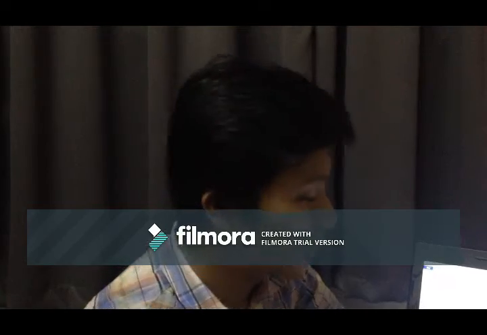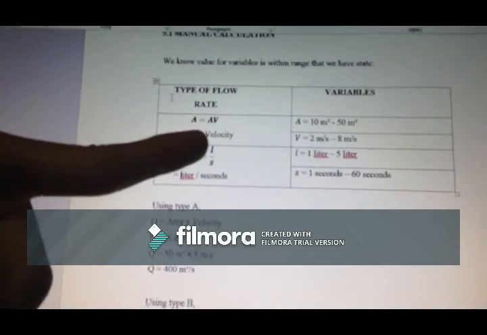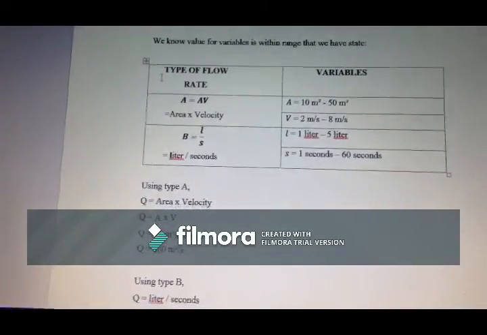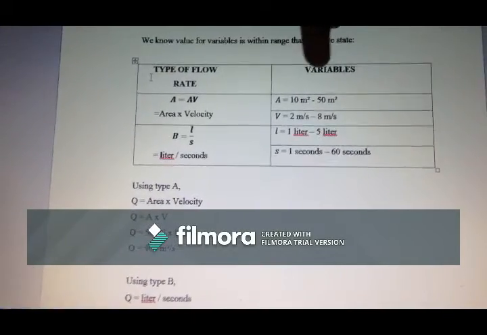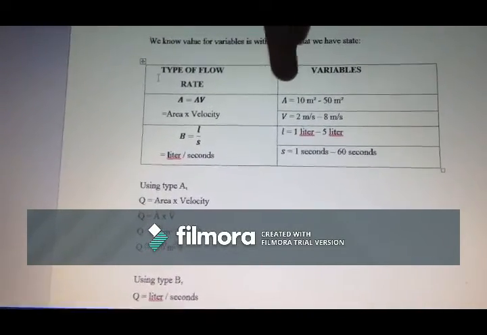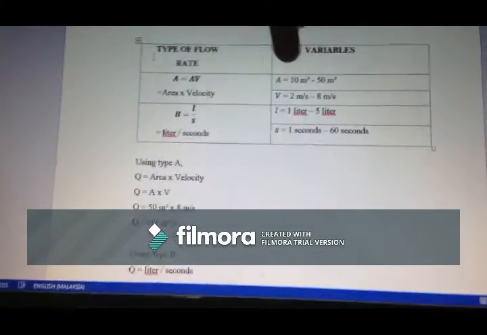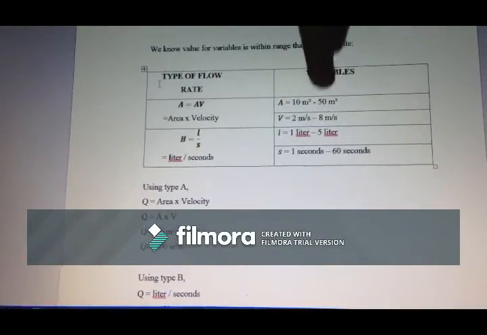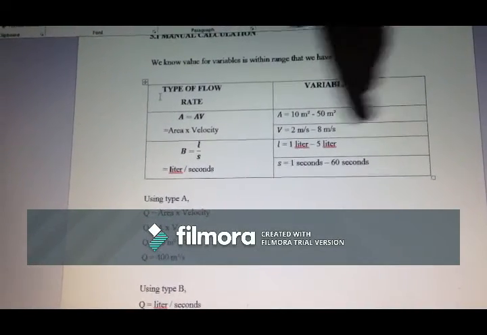In this project, I do the manual calculation. This is type of flow rate, A equal to AV. The second type is B equal to L over S. Okay, for my variable for type A, A equal to 10 m square to 50 m square. For V, 2 meter per second to 8 meter per second. Okay, for the type B, for the variable L, 1 liter to 5 liter. S is 1 second to 60 second.